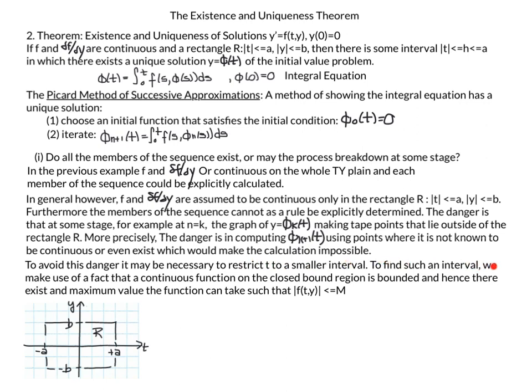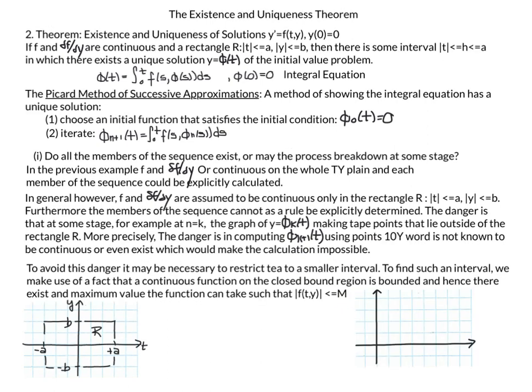And the way we find such an interval is we make use of the fact that a continuous function on a closed bounded region is bounded and hence has a maximum value, which we call m. So what this is saying is if we have a continuous function, we can look at a closed interval. If we're looking between these two numbers, and we know our function is not asymptotic or something, then we'll always be able to find a maximum. In this case, the maximum's here. Or if our function looks like this, our maximum might be here.